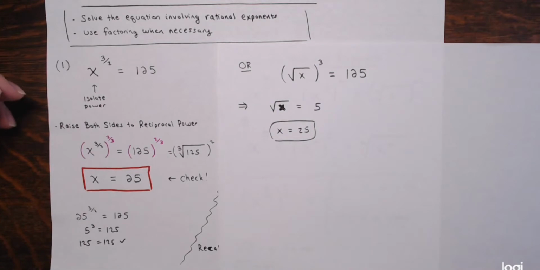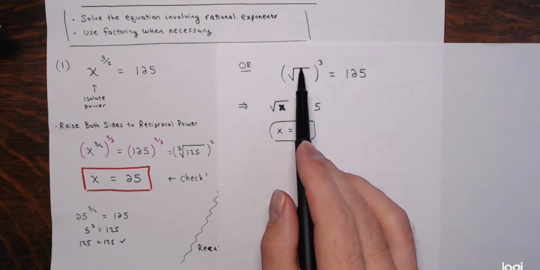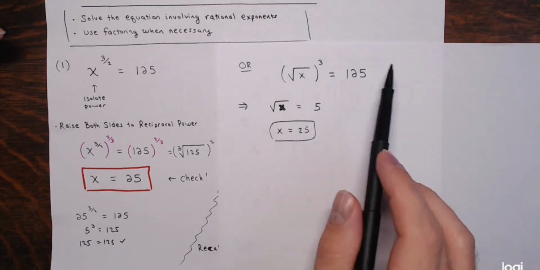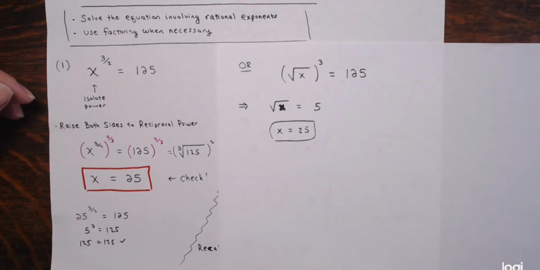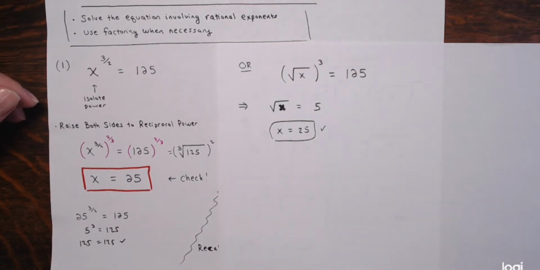Same thing, right? Or I could have thought of this as x cubed to the 1/2, or the square root of x cubed, right? Then squared both sides and then took the cube root. And either way, I end up with the same solution I got before. Alright, x equals 25.